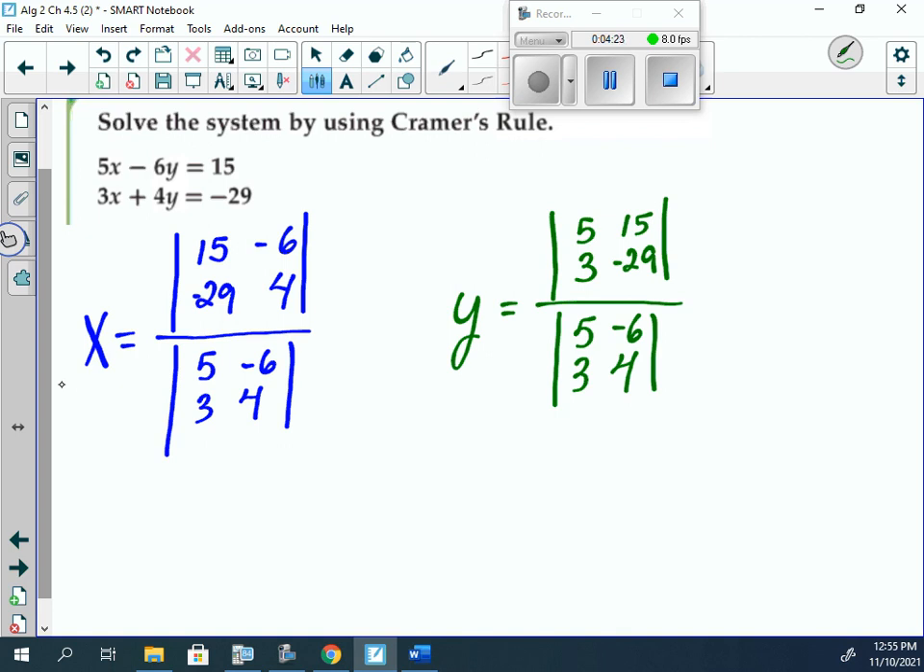All right, guys, let's focus back in here. For the numerator, the top of the equation for y, we're just switching the y values with what it's equal to. So instead of putting negative 6 and 4 where y is, we'll have 15 and negative 29.